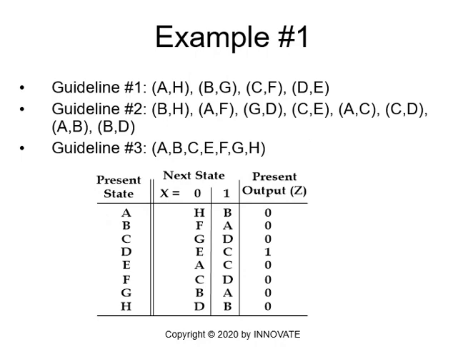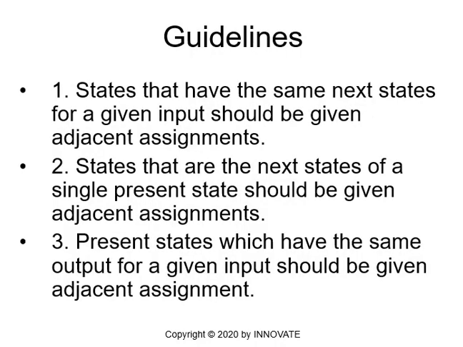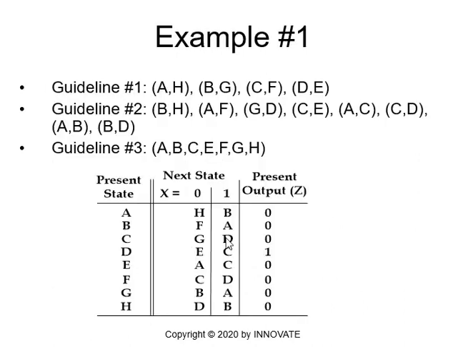In guideline number 3, we are looking for present states which have the same output for a given input, and they should be given adjacent assignments. The output Z here does not depend on the input for this machine. So the same output is for states A, B, C, E, F, G, and H, but not D. So we have 7 states, and we have to have adjacency. Now, the guidelines give me the states that need to be adjacent.